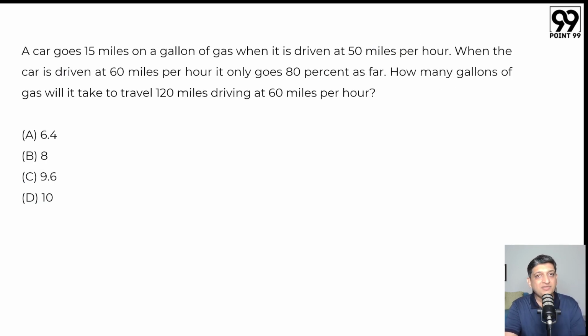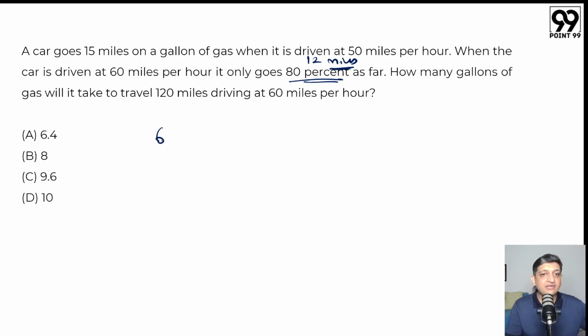Again, have a look at this question. This has got something to do with efficiency. So try this out and then have a look at the solution. A car goes 15 miles on a gallon of gas when it is driven at 50 miles per hour. So there is some correlation that exists. 1 gallon of gas makes a car travel for 15 miles at a speed of 50 miles per hour. When the car is driven at 60 miles per hour, it only goes 80% as far. So 80% as far of 15 means 80% of 15 or 12 miles.